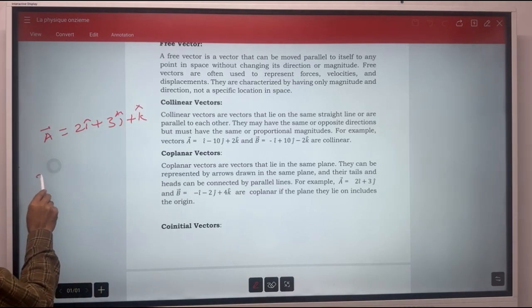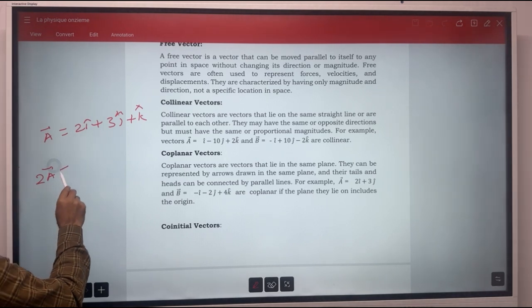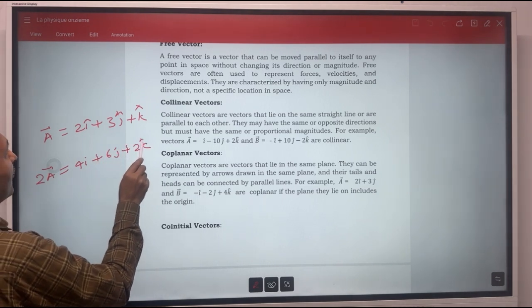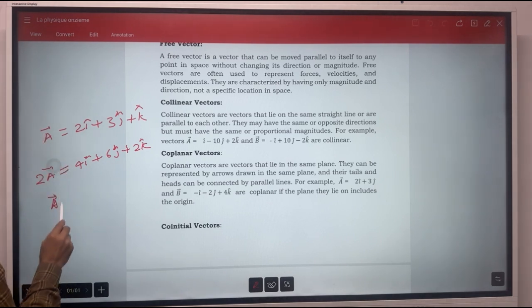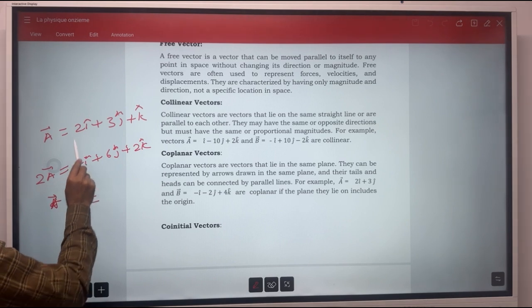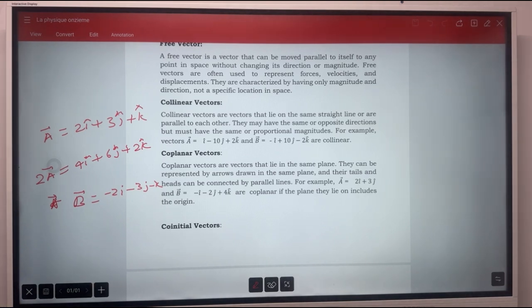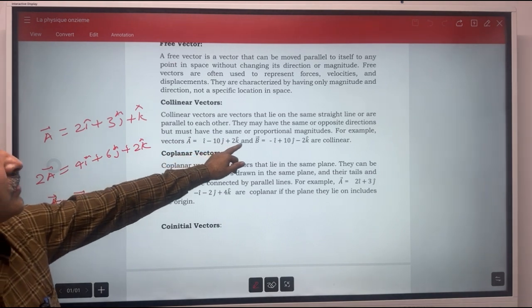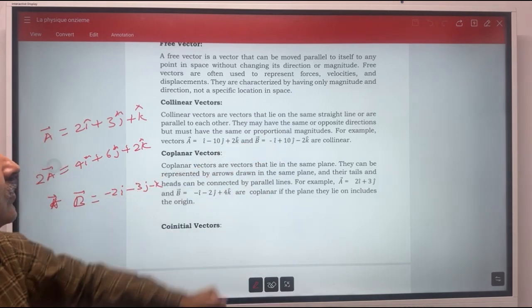and if you just double it, what do you get? 4i plus 6j plus 2k. This will be a collinear vector. If you change the sign, suppose vector A is this, suppose we write another vector, vector B equal to minus 2i minus 3j minus k. Or you can observe here also, vector A equal to i minus 10j plus 2k. Here, vector B is with changed sign, so they are collinear.